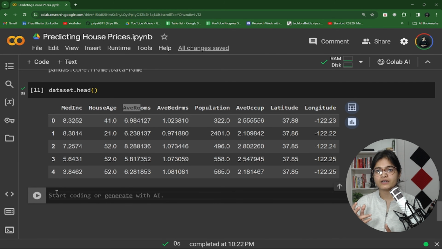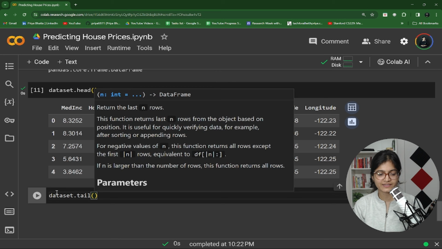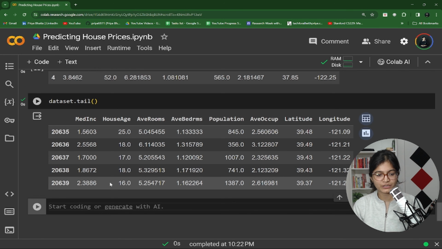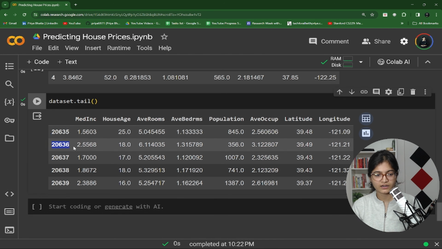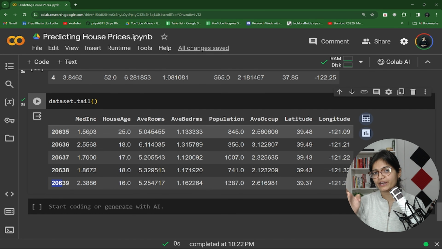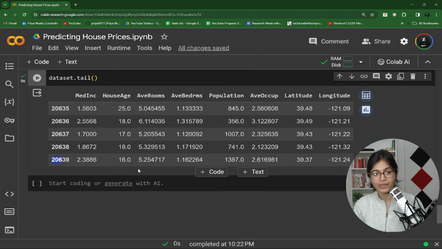Similarly, if you want to see the last 5 records, we have a method called tail. If you run this, you will be able to get the last 5 records. So if you remember, we have 20,640 records. So these are the last 5 index numbers that we have, and corresponding to every record, we have the values of the feature names, right? I hope everyone can clearly see my screen.